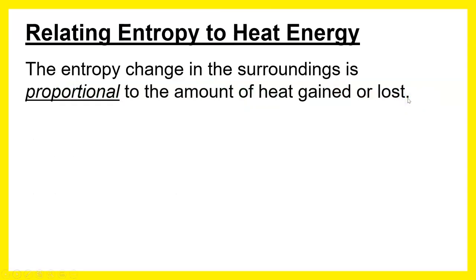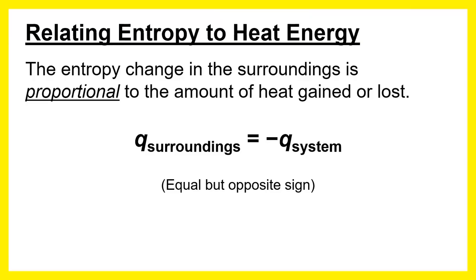So the first thing we have to understand is that the entropy change to the surroundings is proportional to the heat being gained or lost. So remember, the heat is going to be Q. Also remember that sometimes it's hard to measure the surroundings versus the system. So the thing that's helpful to remember is that the surroundings will be equal and opposite the system.